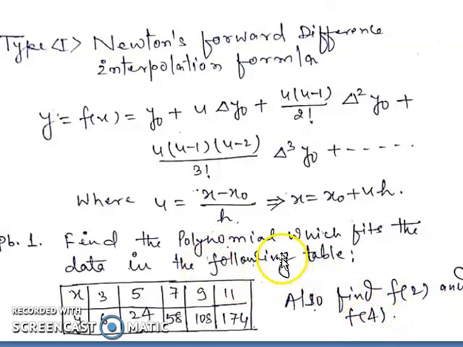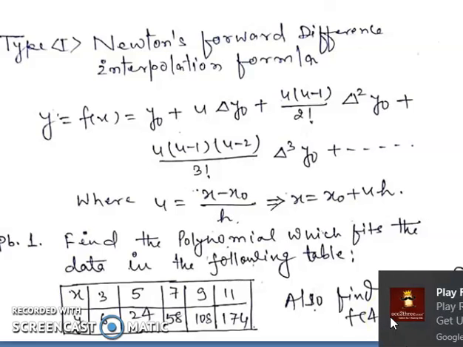So these are the problems regarding the Newton forward difference interpolation formula. Find the polynomial which fits the data in the following table. This is the table, and we have to find f(2) and f(4) with the help of the Newton forward interpolation formula.